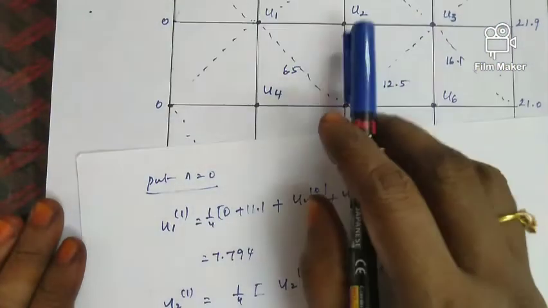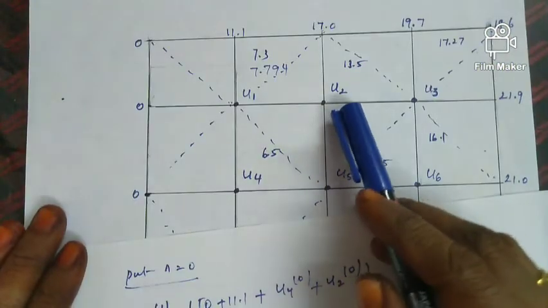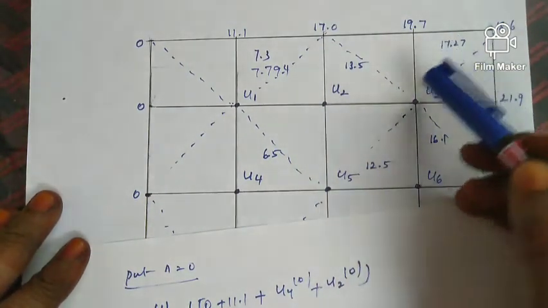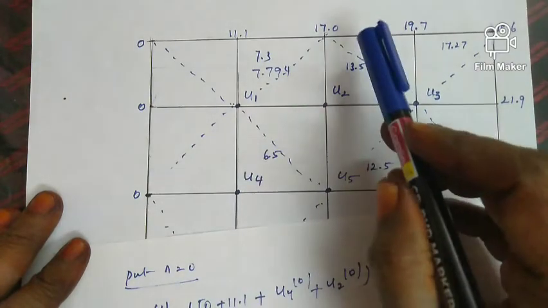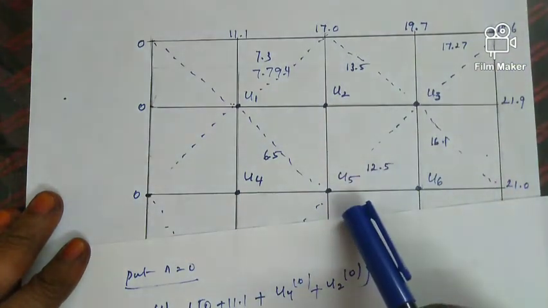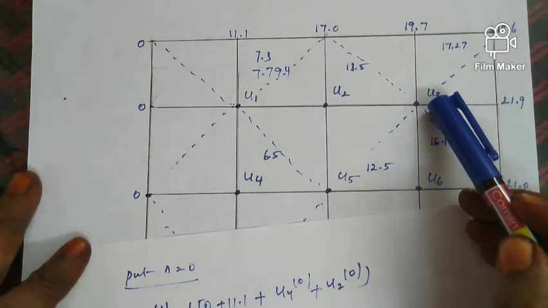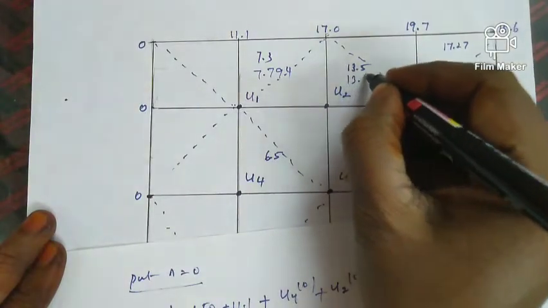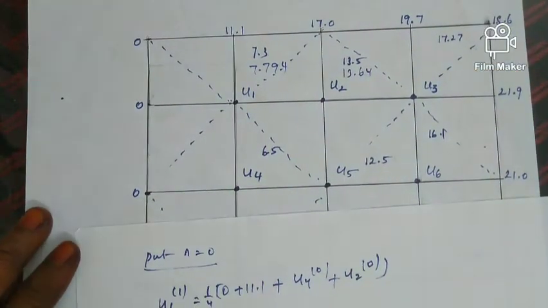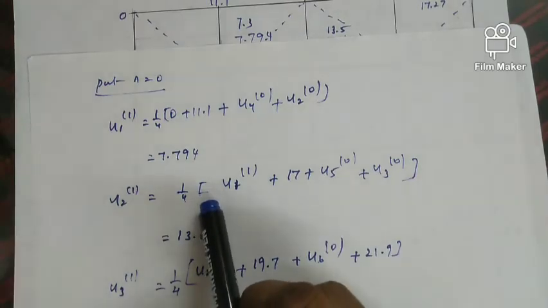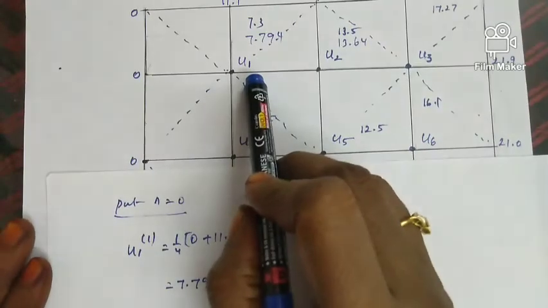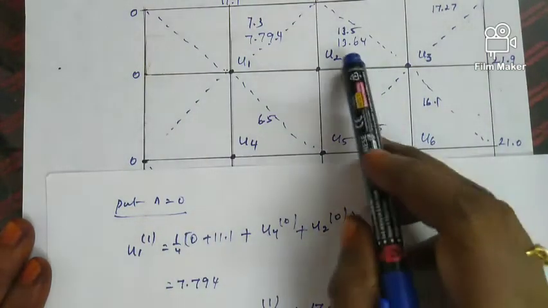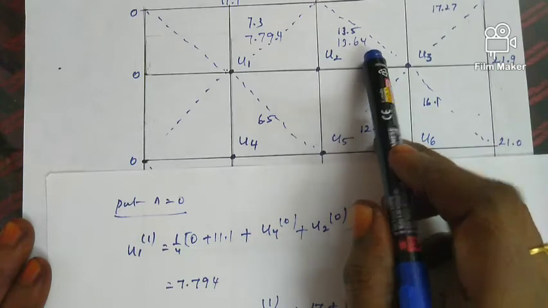Okay, so the next point is u2 of 1. For u2 of 1, how we are doing this? 1 by 4 into, see this one, u1 of 1 and here it is 17 and then u5 of 0, u3 of 0. So using that we can get the u2 answer is 13.64. So for u2 of 1, 1 by 4, u1 of 1, 17 and u3 of 0 and u5 of 0. So using all the 4 values we can get the u2 answer is 13.64.